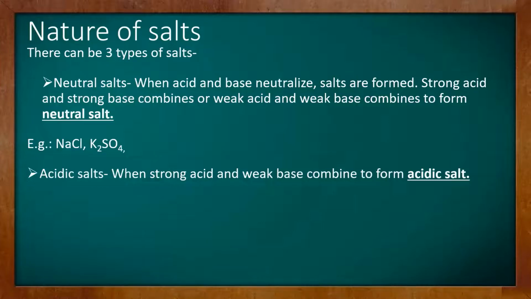Acidic salts. When strong acids and weak bases combine, they form acidic salts. For example, NH4Cl. When ammonium hydroxide reacts with hydrochloric acid, it forms NH4Cl, ammonium chloride, where ammonium hydroxide is a weak base and hydrochloric acid is a strong acid, which gives NH4Cl, ammonium chloride, which is an acidic salt.